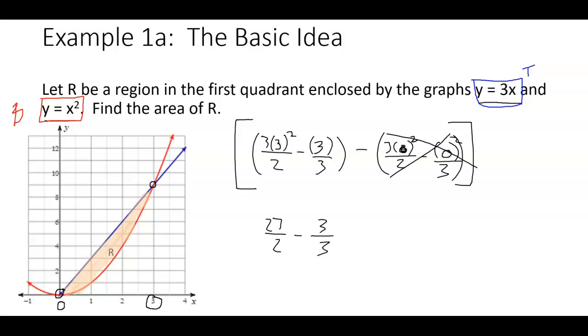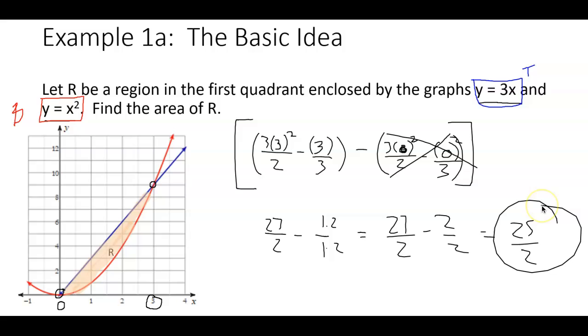Now we do want to get a common denominator here. How you do that is up to you. I personally notice that 3 over 3 is the same thing as 1 over 1, so I'm just going to reduce that. And then all I need to do is multiply the top and the bottom by 2, which will give me 27 over 2 minus 2 over 2, which is 25 over 2. And then we're all done. So this 25 over 2, in other words about 12.5 if you want to write it as a decimal, is the area between those two curves.